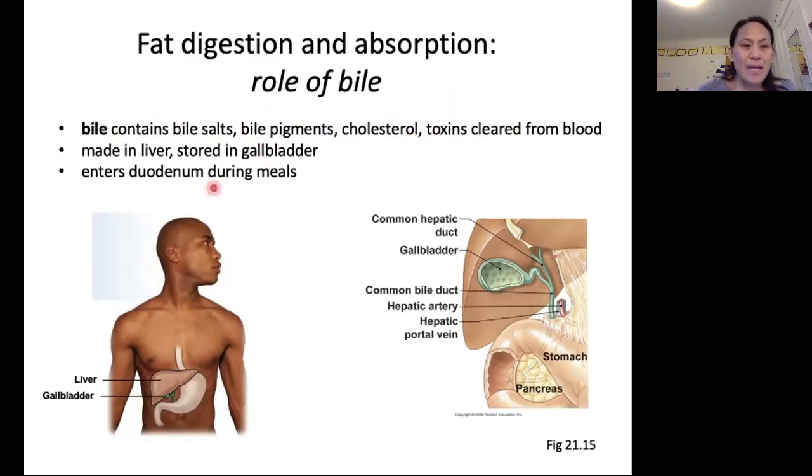Bile is made in the liver. So liver is shown here and also here. Okay. And then it's stored in the gallbladder. So the gallbladder is shown here in green. Okay. And then during meals, the gallbladder contracts to squirt bile into the duodenum.